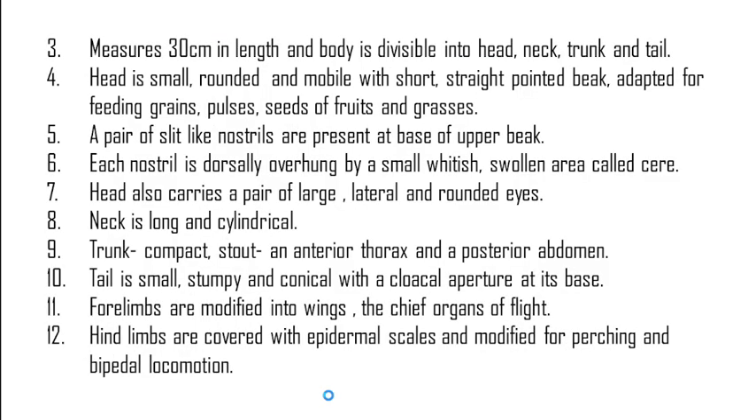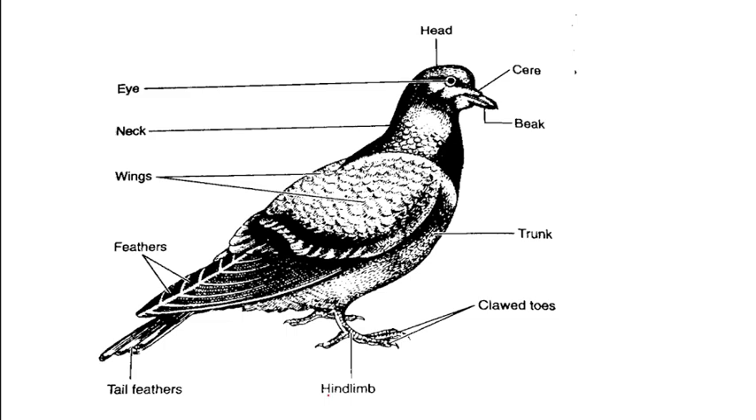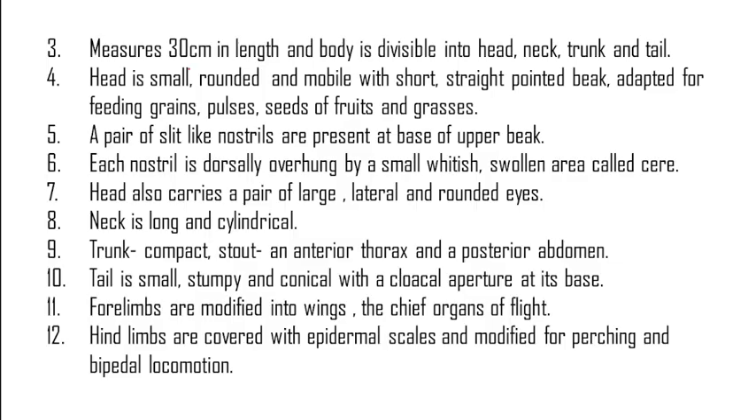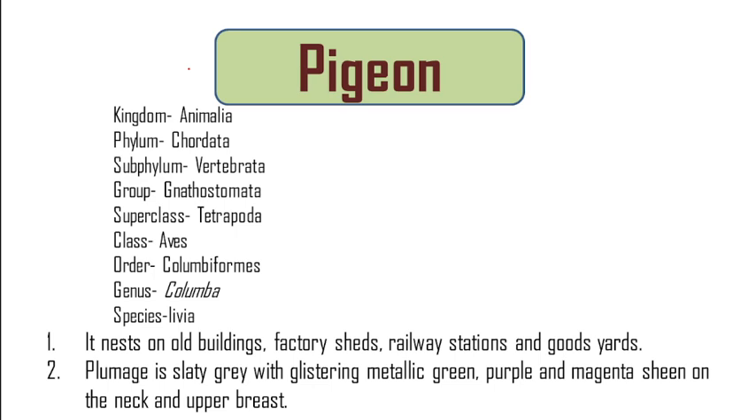Next is pigeon. This is how it looks and this is the diagram. You can see this is the head, this is the ear, this is the beak, trunk, clawed toes, hind limb, tail feathers, wings, neck, eye. Kingdom Animalia, phylum Chordata, subphylum Vertebrata, group Gnathostomata, superclass Tetrapoda, class Aves, order Columbiformes, genus Columba, species Livia.